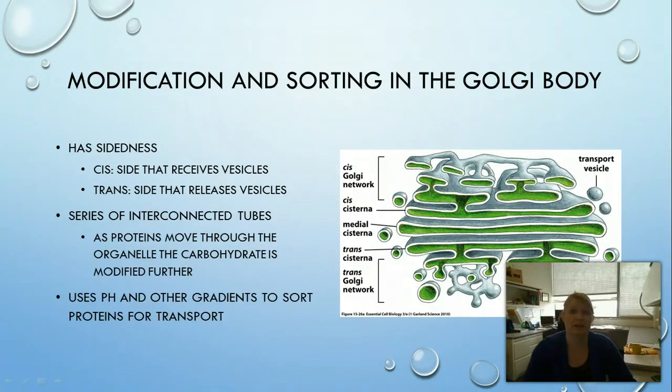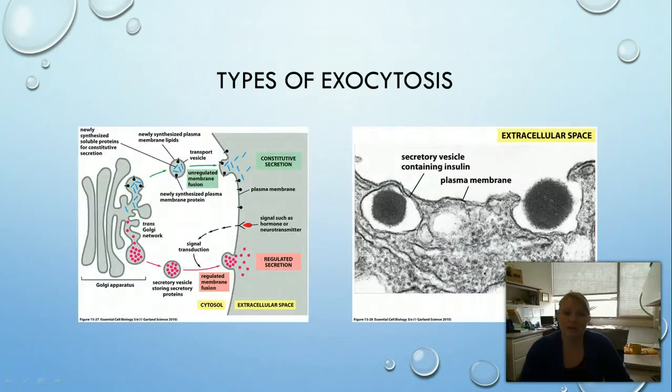The glycosylation and the other modifications we talked about that happen in the ER continue to be modified here in the Golgi. So it's important to understand that this is continually modifying these proteins. They are still not exactly what they need to be when they reach the plasma membrane until after they've gone through the Golgi body. So once they're released from the Golgi, now they head towards the plasma membrane.